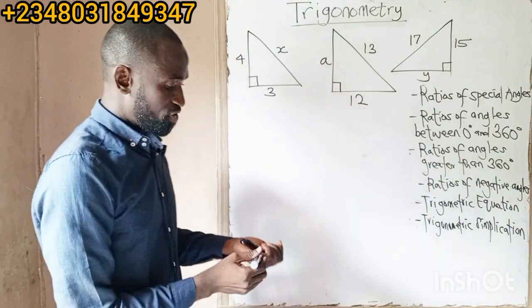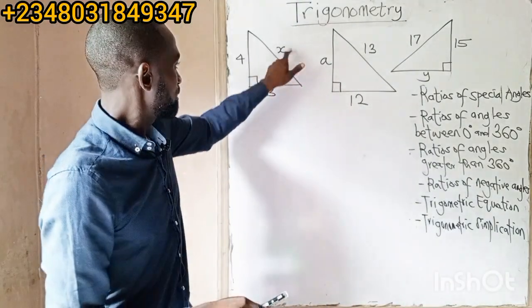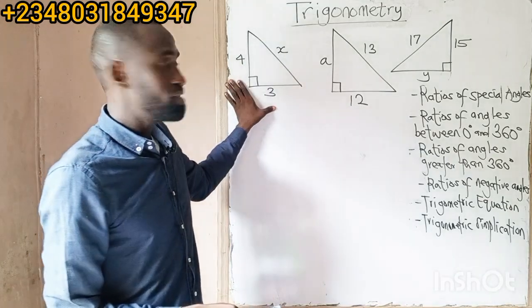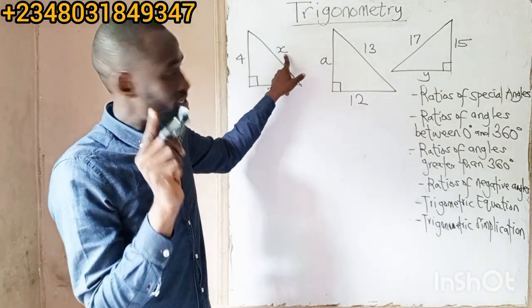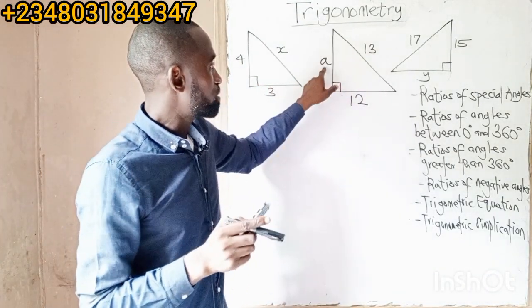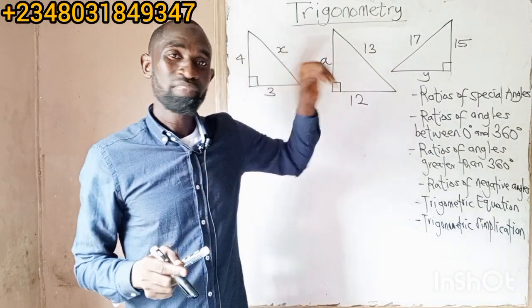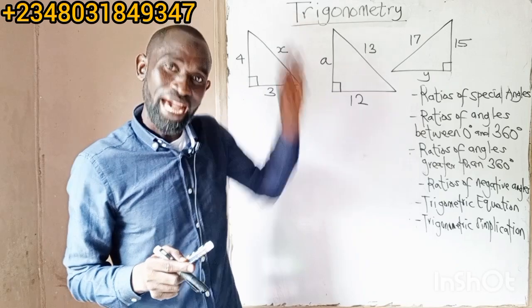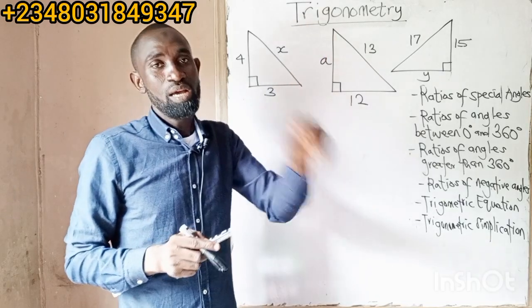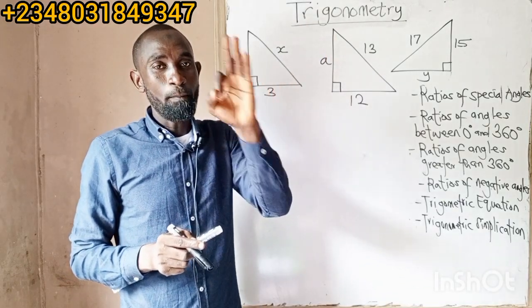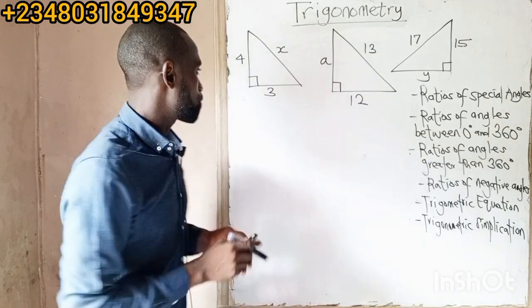Now look at this last. This question involves what now? Sides. You see it? I'm given two sides. I'm asked to find the third side. Two given sides and the third side. Just sides only. In this case, because it involves sides only, I'm going to use what now? Pythagoras theorem. So let us go.